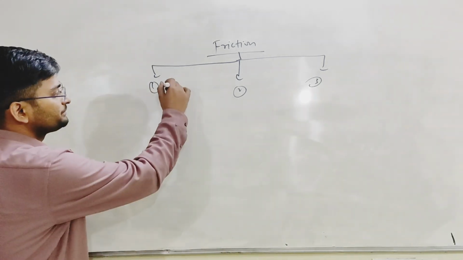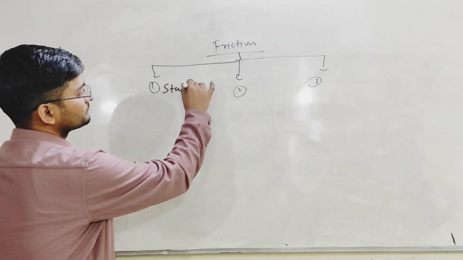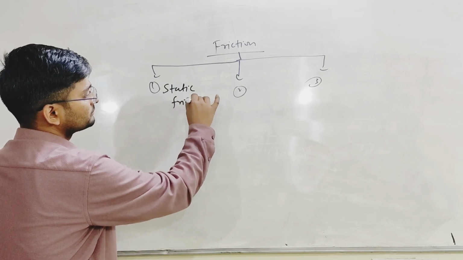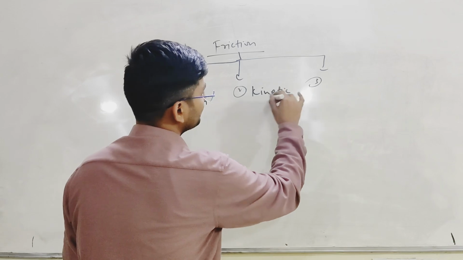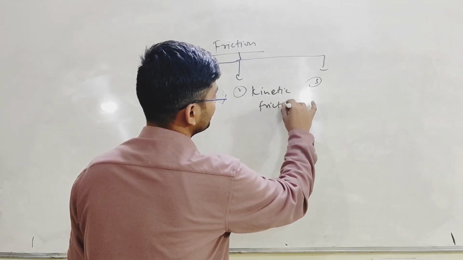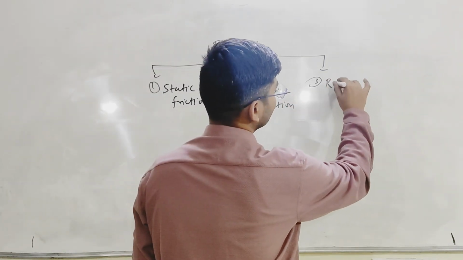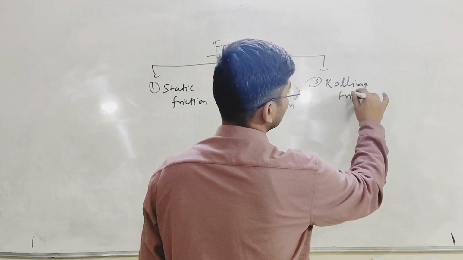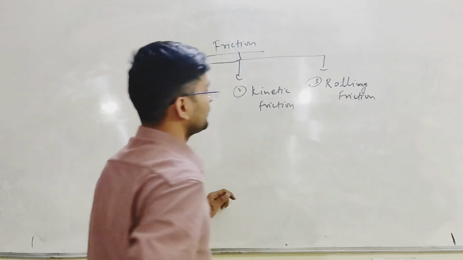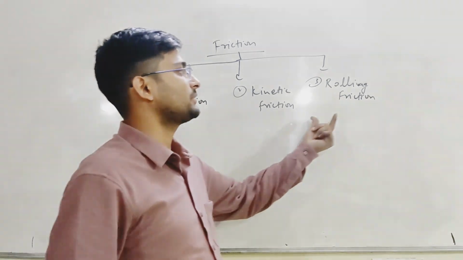Now, first is static friction. Second is kinetic. Third is rolling. Now, what is static friction? What is kinetic friction? What is rolling friction?